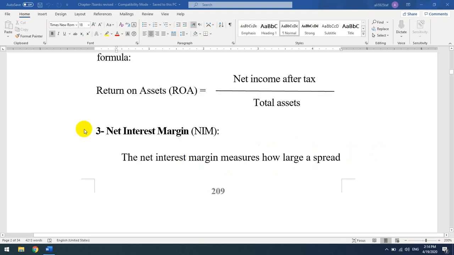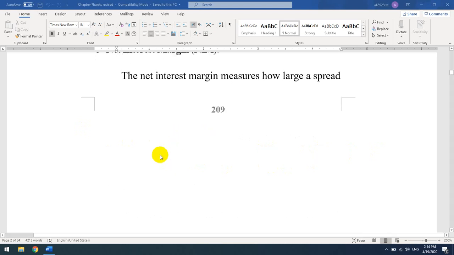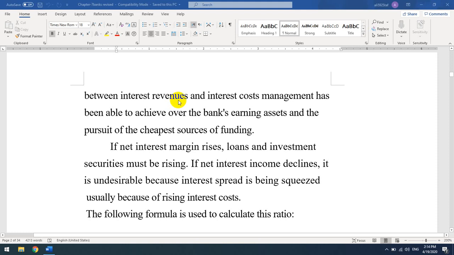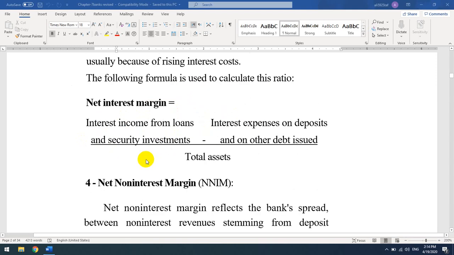The measure number three is the net interest margin. Net interest margin measures how large a spread between interest revenues and interest costs management has been able to achieve over the bank's earning assets, in pursuit of the cheapest source of funding. How to measure this ratio, net interest margin? It is computed as follows: interest income from loans and security investments minus interest expenses on deposits and on other debt issued.